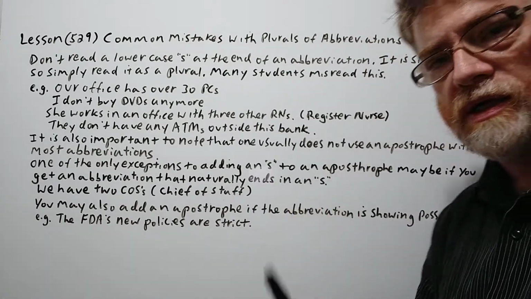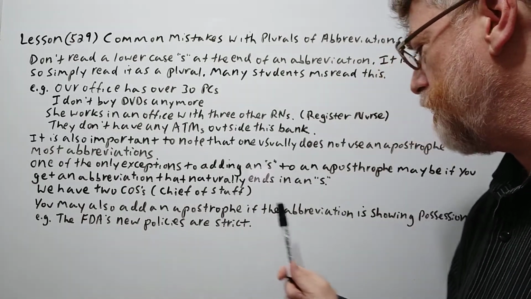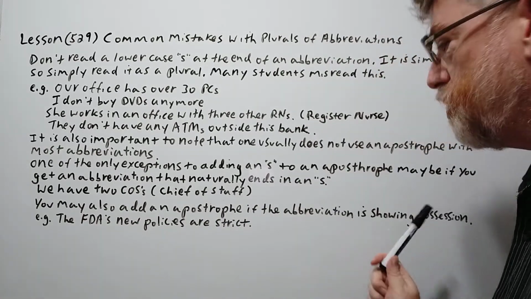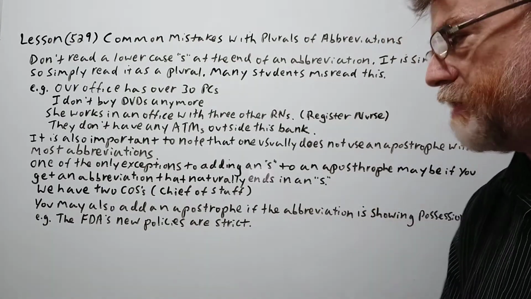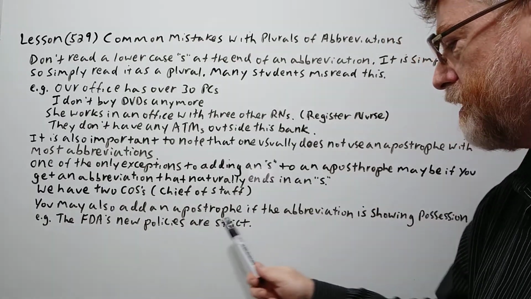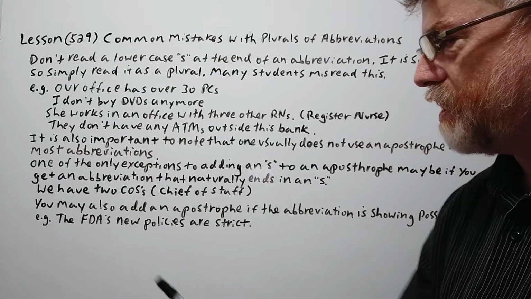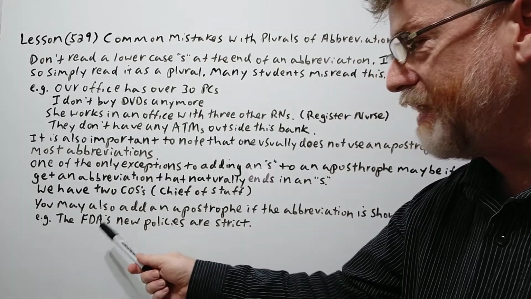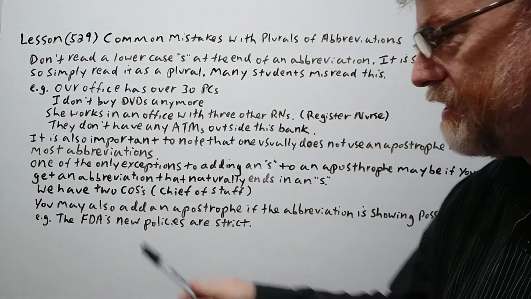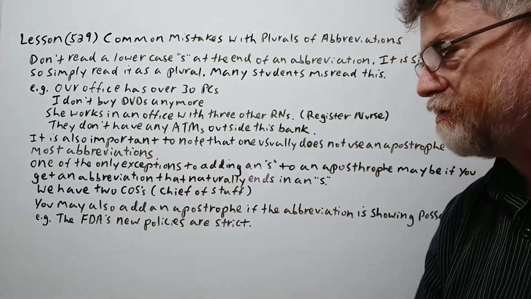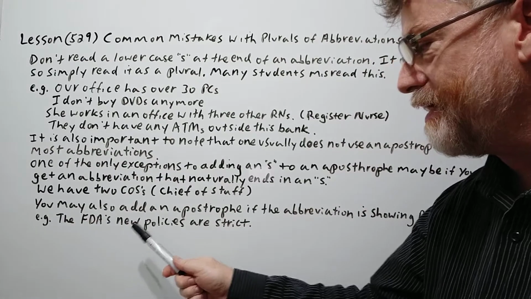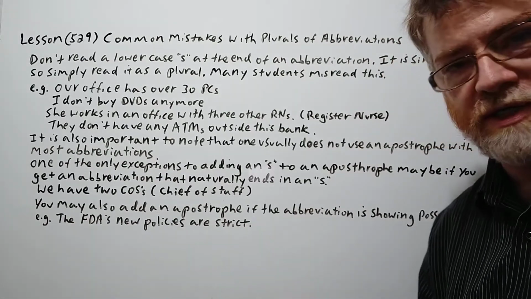Okay, and one other little note here. You may also add an apostrophe if the abbreviation is showing possession, you know, that somebody owns something, it belongs to them. The FDA's new policies are strict. So again, you don't read it as FDAS, you read it as the FDA's, and the FDA owns the policy, so you read it as the FDA's new policies are strict.